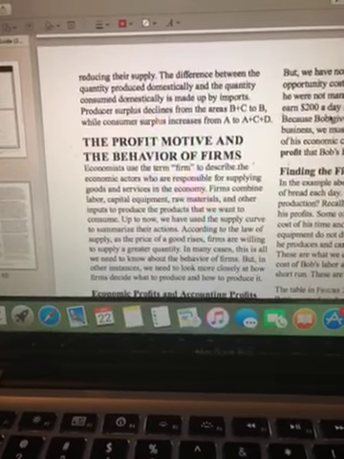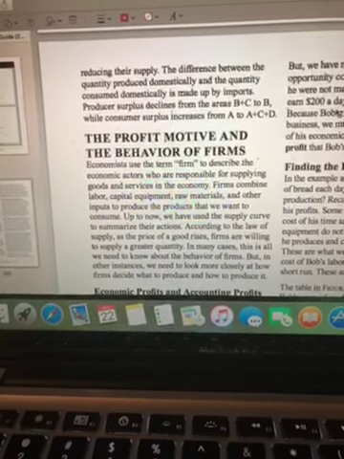So I'm going to stop right here so I can load this, and then we're going to talk about profit motives and behaviors of firms.